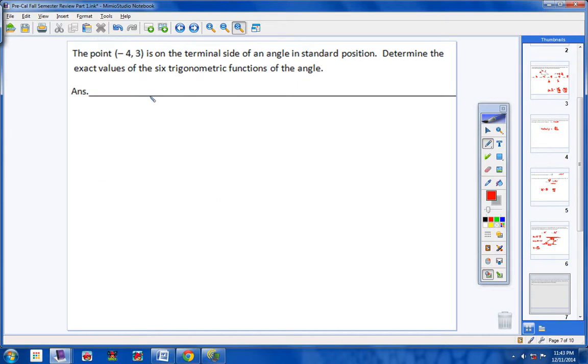Okay, moving on. The point (-4, 3) is on the terminal side of an angle in standard position. Determine the 6 values of the 6 trig functions. Now students, listen, we're just kind of reviewing here what these terms mean, okay? First of all, we have a point that is lying on the terminal side, -4, +3, right here, okay? So there's the point lying on the terminal side of an angle in standard position.